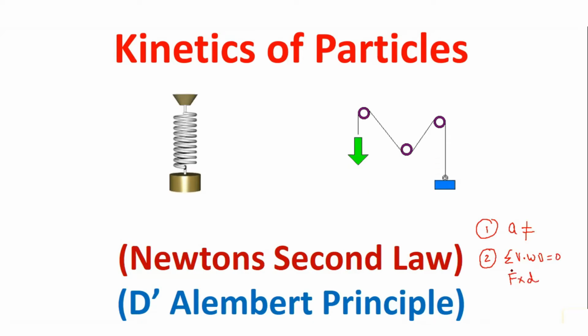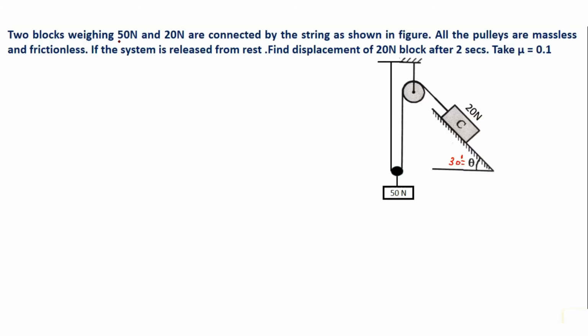That's it. So let us proceed to the next problem, which says two blocks weighing 50 Newton and 20 Newton are connected by the string as shown in the figure. All the pulleys are massless and frictionless. If the system is released from rest, find the displacement of the 20 Newton block after 2 seconds. We are given that the coefficient of friction between the surface and the block is 0.1. Let me write here that this is given to us as 0.1.